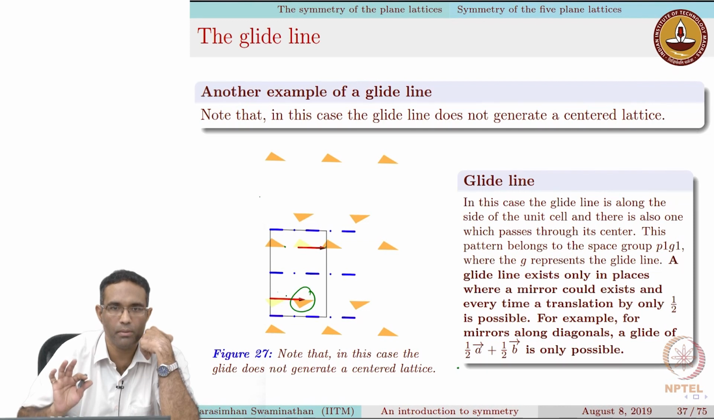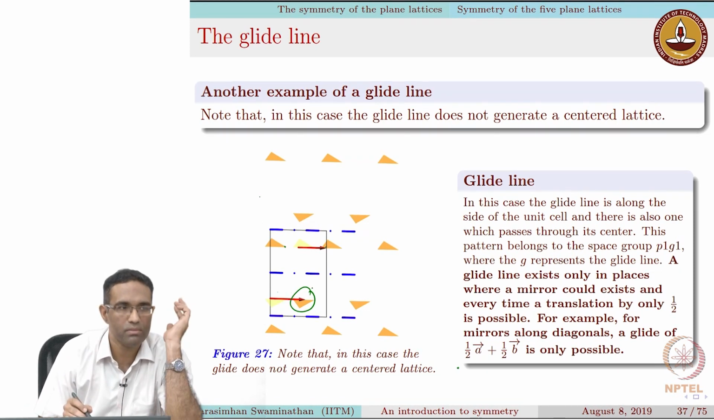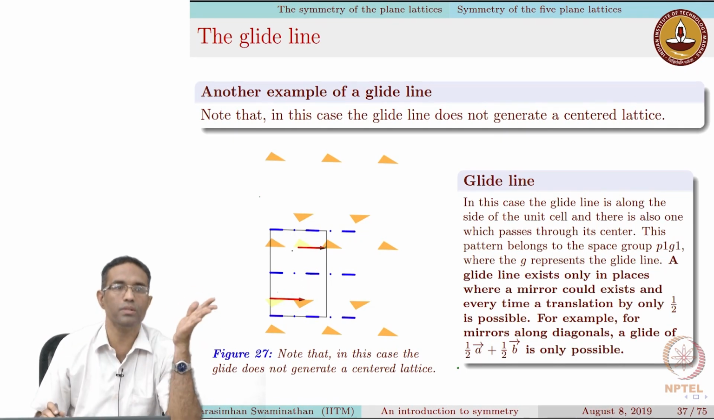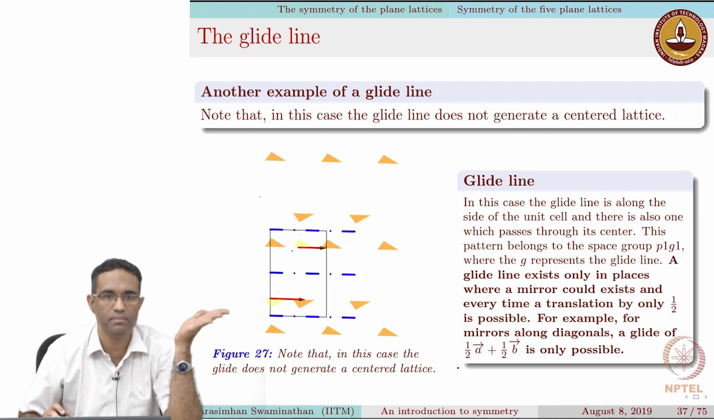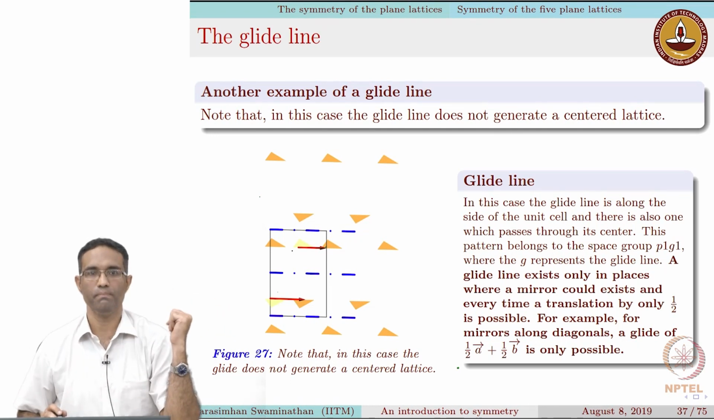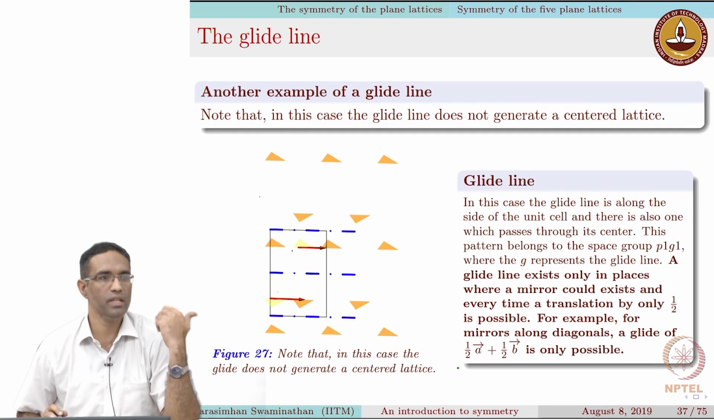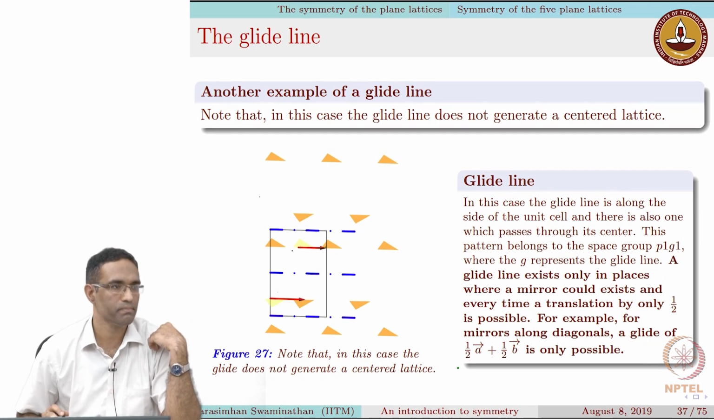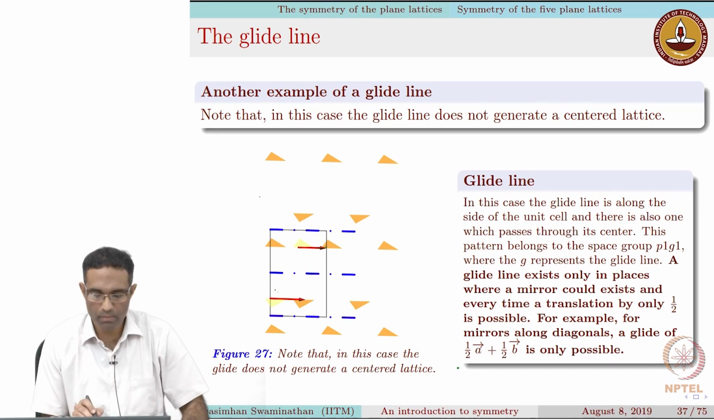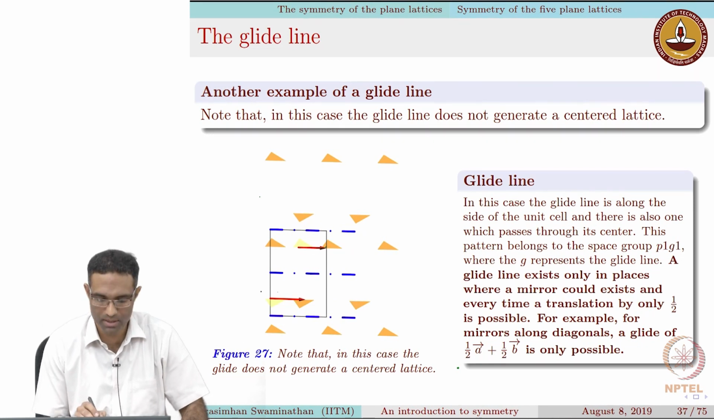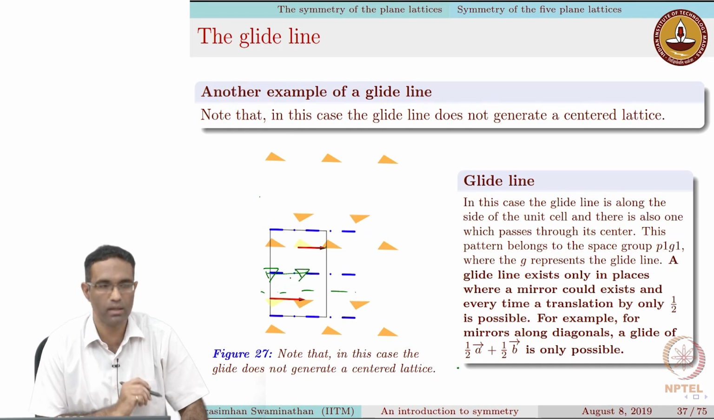But the purpose of having this slide is just to tell you that the glide reflection need not produce centered lattices. That's it. Is that okay? It need not be always centered. It will be centered provided your mirror plane is passing at the appropriate locations. If it is passing right here, then it would get reflected like this, and you move half, you will get a centered lattice, but not otherwise.